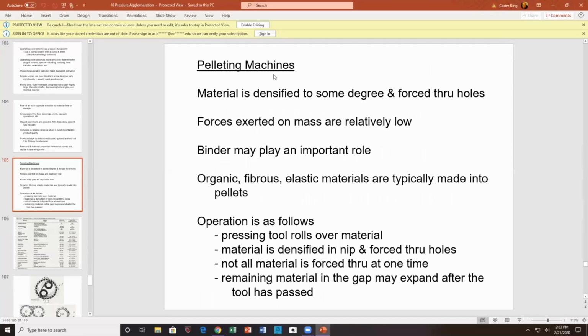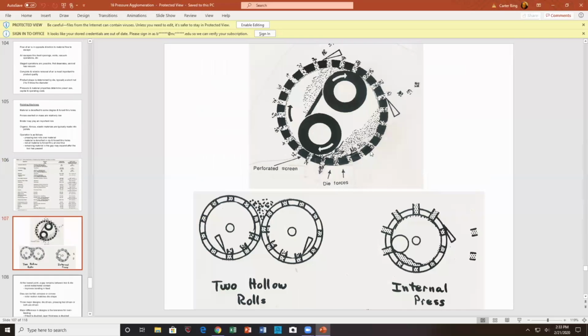So material is densified to some degree and forced through holes. The force exerted on the mass is relatively low. The binder plays an important part. Organic fibers, elastic, are typically made into pellets. Operations, let's go to the operations they're showing here.